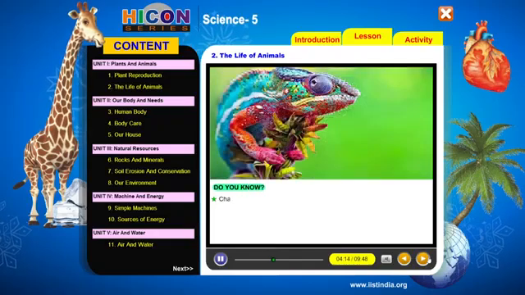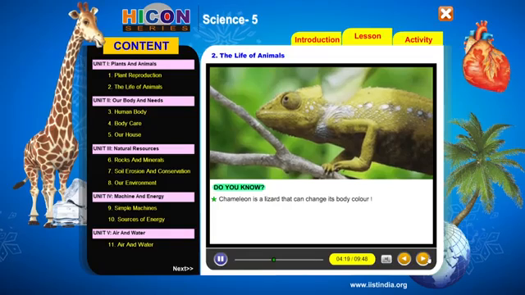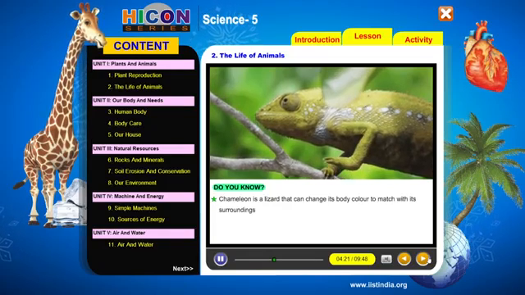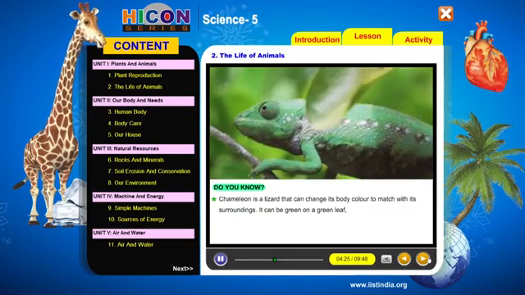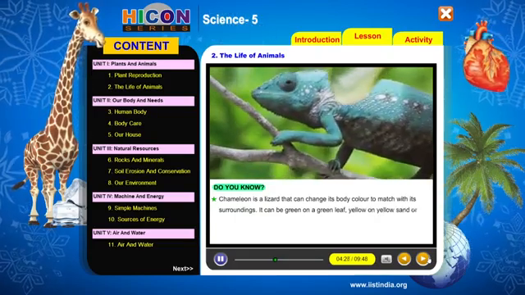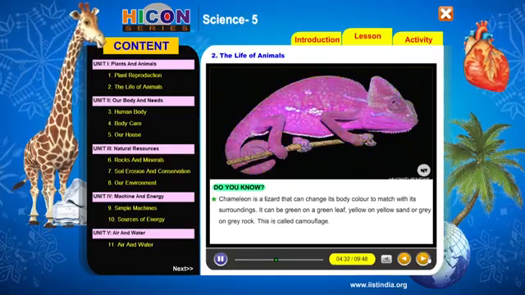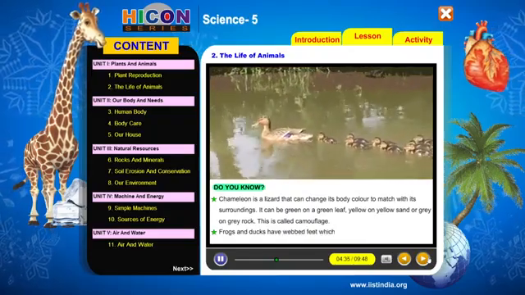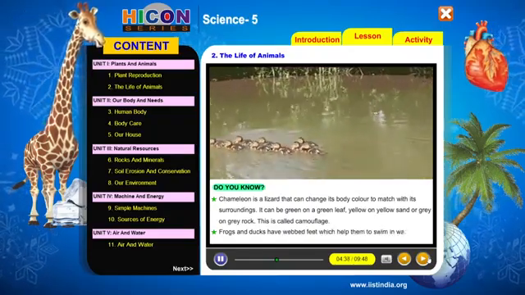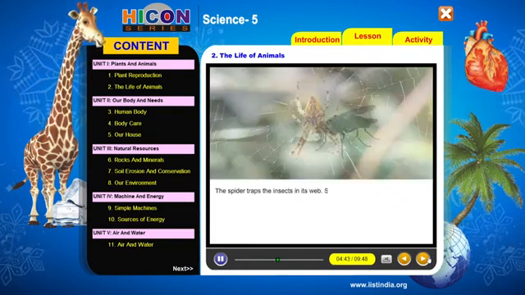Do you know? Chameleon is a lizard that can change its body color to match with its surroundings. It can be green on a green leaf, yellow on yellow sand, or gray on gray rock. This is called camouflage. Frogs and ducks have webbed feet which help them to swim in water. The spider traps the insects in its web.